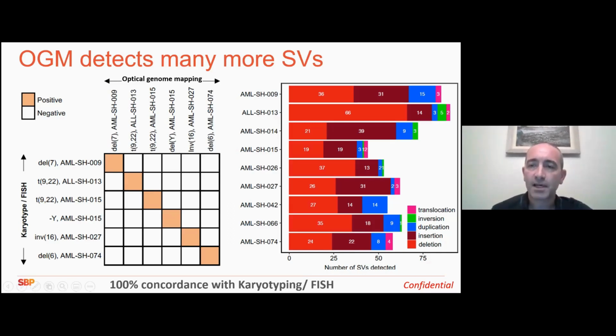And the color scheme, again, is going to be consistent throughout. We find mostly deletions and insertions, but we do find duplications, inversions, and some translocations.